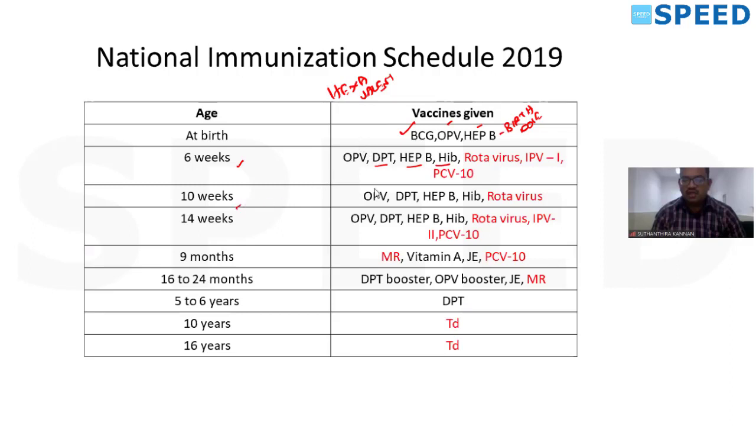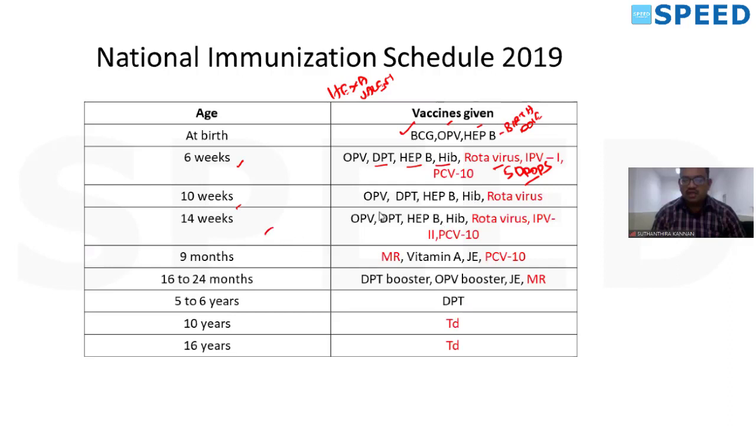Next, 10 weeks, what are the doses? OPV, DPT, hepatitis B, HIB, rotavirus. Remember, rotavirus is again an oral vaccine, which is given in 5 drops. Slowly, one by one, we are going to see all the topics for the AIIMS PG, which will be helpful for you because this is a determined topic for the INICET exam.